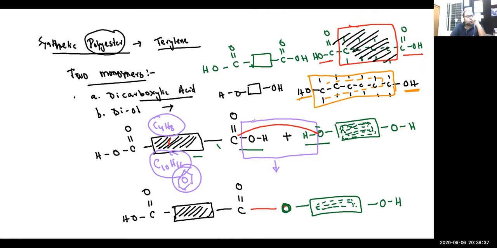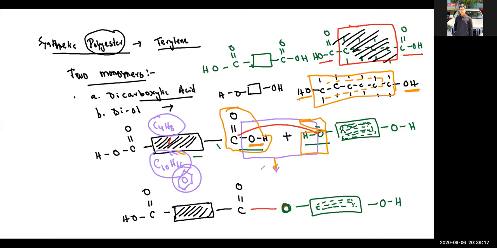Now have you understood where this monomer and this monomer come from? Yes, sir. Okay. And did you understand that when a carboxylic acid reacts with an alcohol, it forms an ester? Yes, sir. Okay. Since they form an ester, how do we represent an ester? What happens during ester formation? From this carboxylic acid group, the OH goes away. From the alcohol, the H goes away.